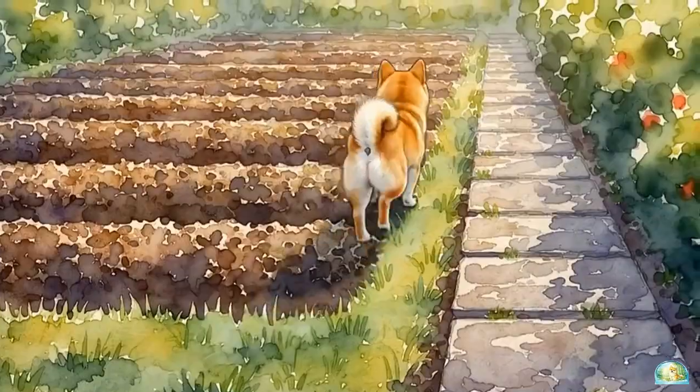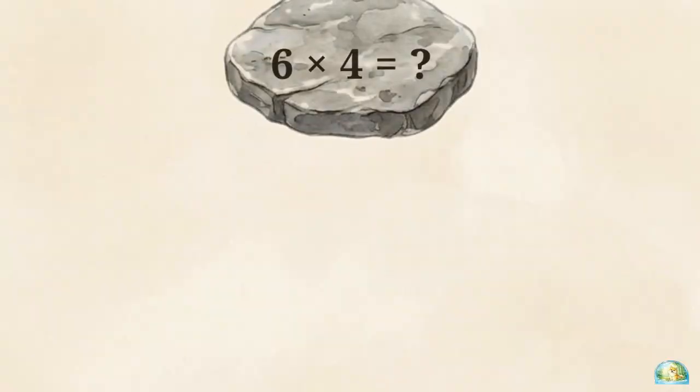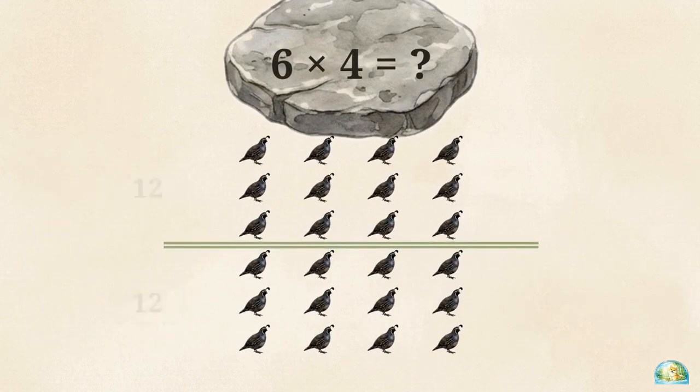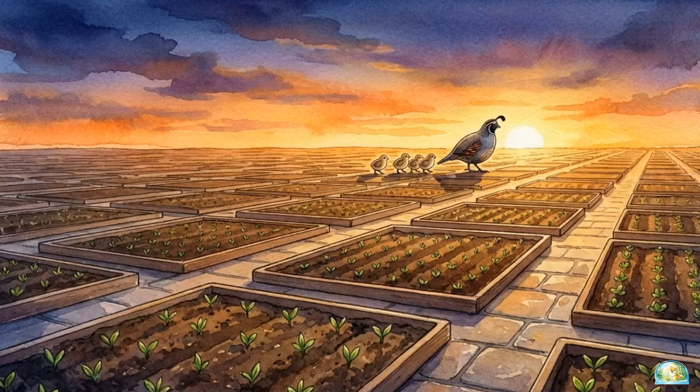So think about the number you get when you multiply 6 by 4. Based on what we saw with the rows, is that result even or odd? And how would Juniper show it with her chicks? A pattern with a proven mathematical reason is a promise you can always rely on.